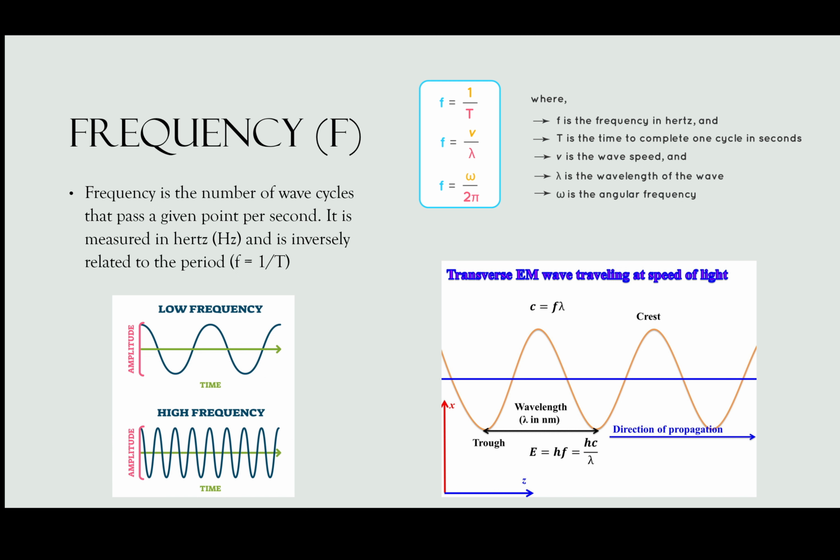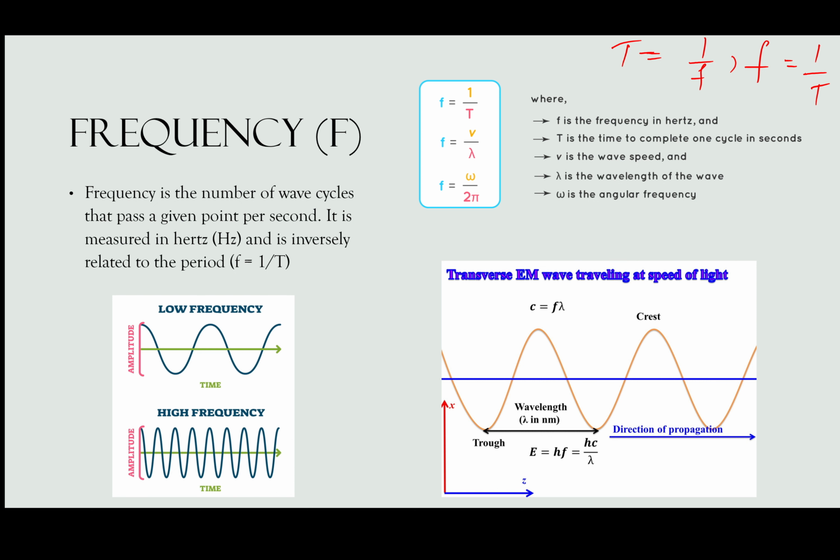Alrighty, the frequency is the number of wave cycles that pass through a given point per second. We know it's measured in hertz, and it is inversely related to the period, right? Because if the period T is equal to 1 over f, then f is equal to 1 over T, right? So we have that there.